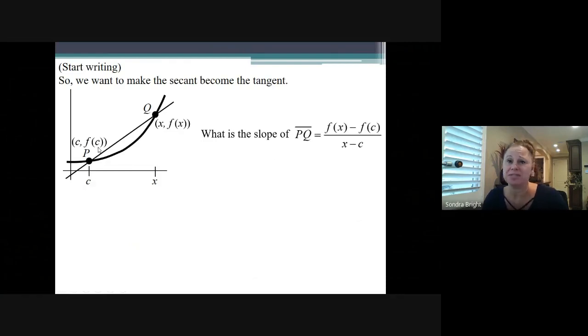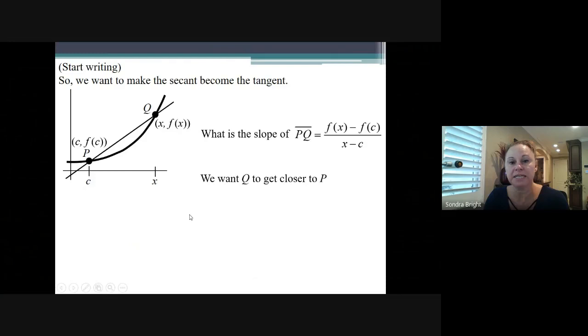And so the slope is just the slope you've learned a very long time ago, right? 6th grade, 7th grade, 8th grade, I don't know, where it's y minus y over x minus x, right? And so we take the y value f of x minus the y value f of c, and then divide it by x minus c. Now, that's the slope of this secant line, right?